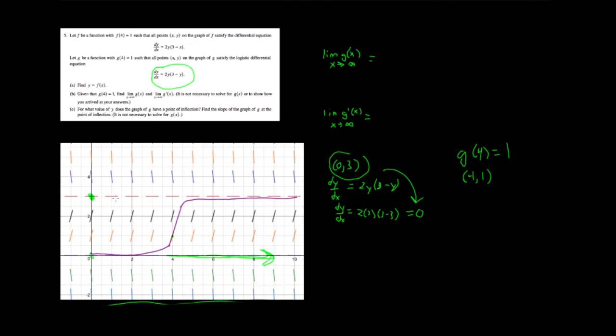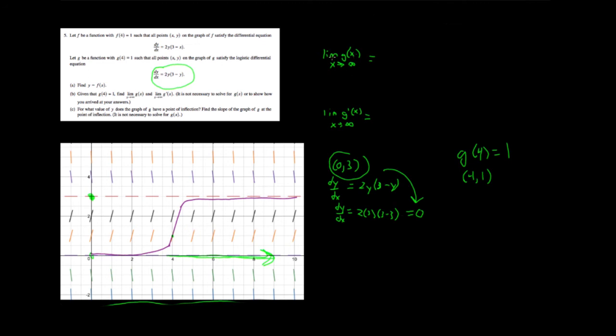We see here on g of x that there's two horizontal asymptotes. There's an asymptote at y equals 3, and an asymptote at y equals 0. So that means that g of x will never cross those asymptotes.